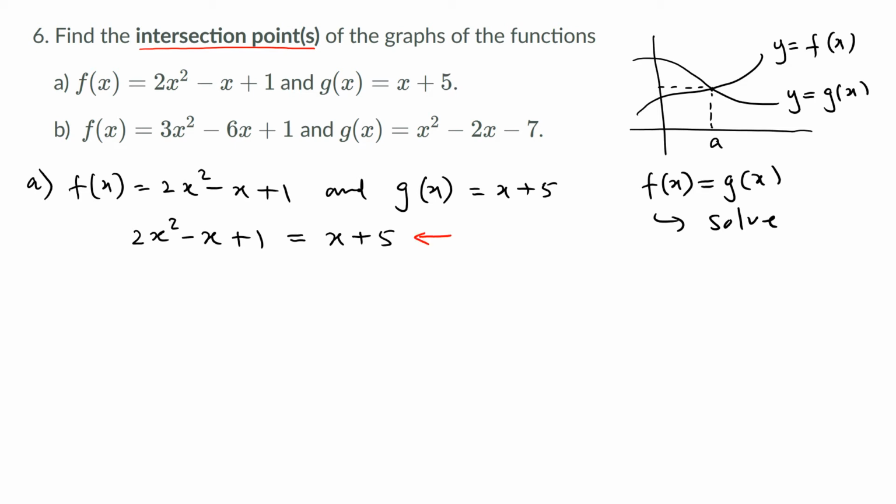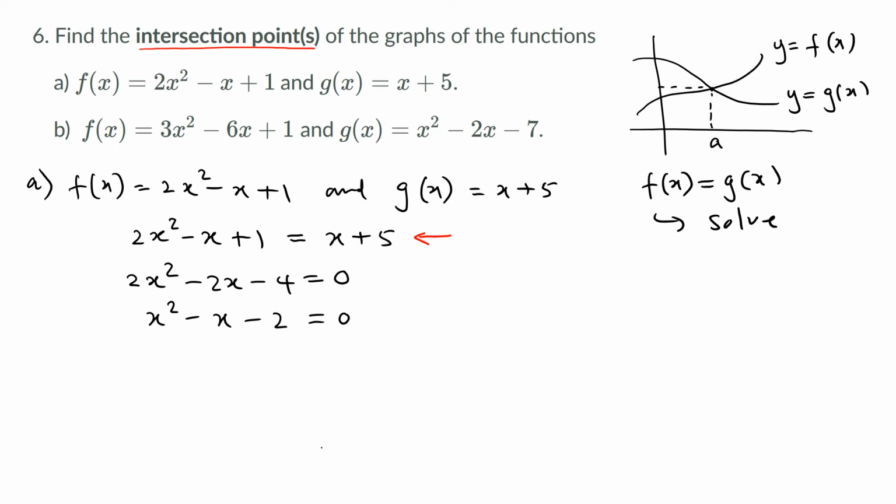The next thing we're going to do is bring all the terms to one side. So that means you're going to subtract x and subtract 5 from both sides. So you're going to get 2x squared. Subtract x, you get negative 2x. And then if you subtract 5, you get negative 4. Next, you can see that you can divide by 2. Always look for ways to simplify. So if you divide by 2, you get x squared minus x minus 2 equals 0.